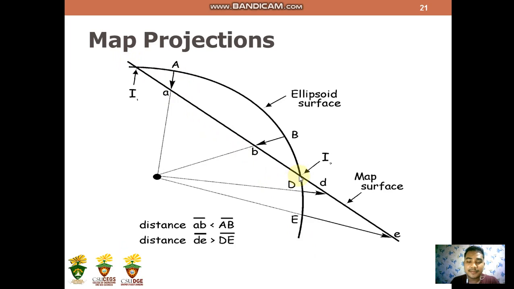And from this map surface, as you can see, the distance A to B is less than the A to B on the curved part. And the distance D to E is greater than the curved distance of D to E on the inside. This means that if the map surface is inside, the distance is less compared to when it is outside. So it is secant because it touches the surface twice.